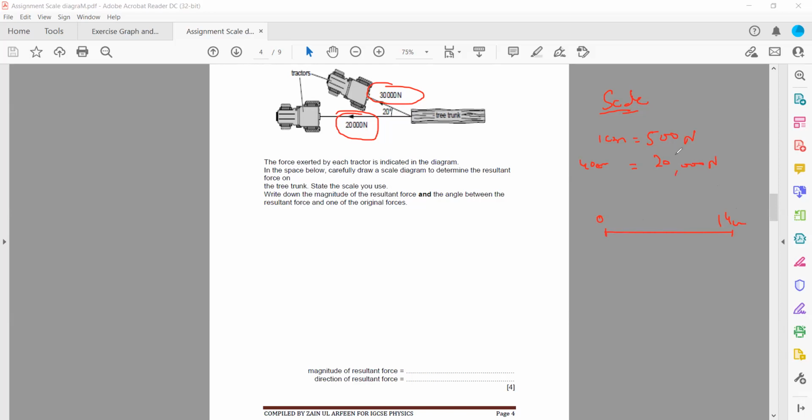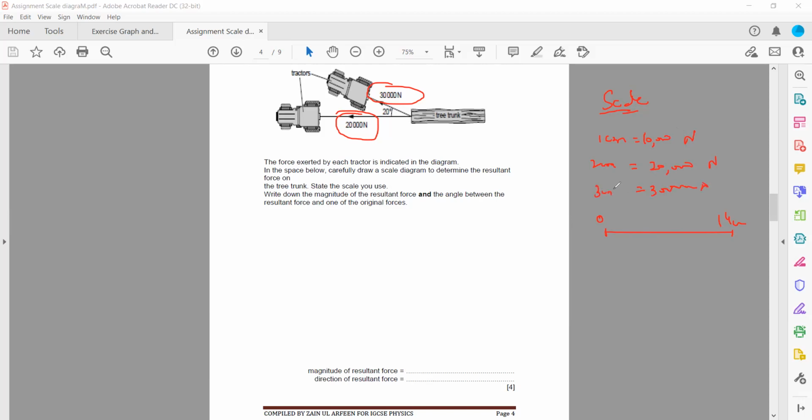So if I select 500 Newton, my scale will be too big. I cannot draw 40 centimeter practically on my notebook, so I have to change the scale. Can anyone else say one? Yes, 1 centimeter equals 10,000 Newton? That's right. If 1 centimeter equals 10,000 Newton, then 20,000 Newton will be 2 centimeter and 30,000 Newton will be 3 centimeter.